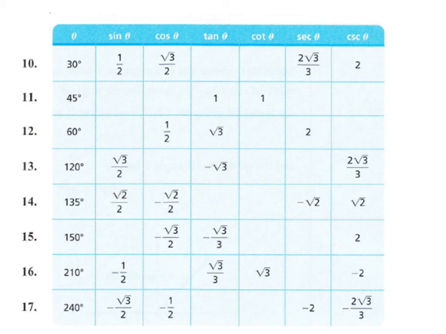Again, remembering that outside of the first quadrant, each of the other quadrants, 2, 3, and 4, there are only 2 trig functions with positive values in them.